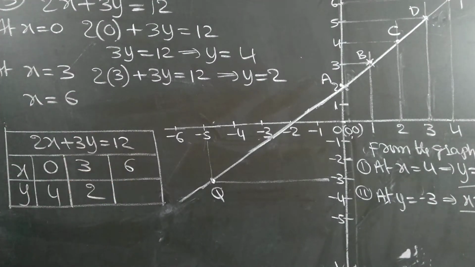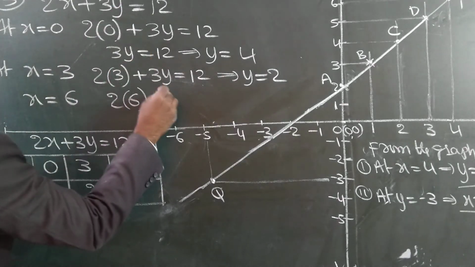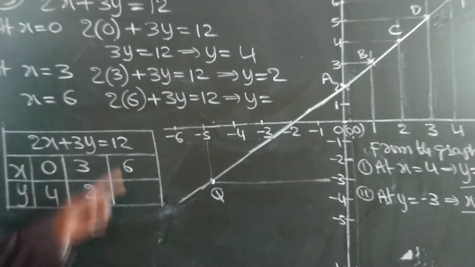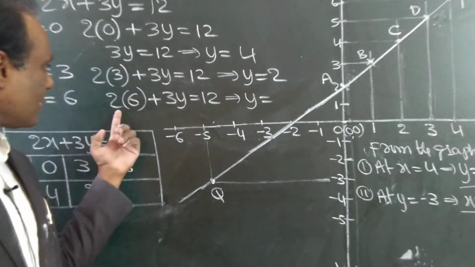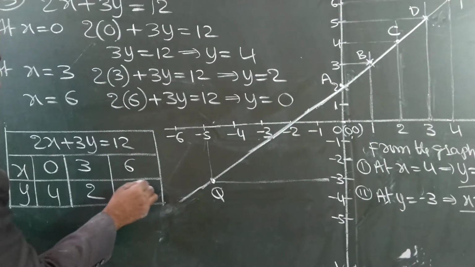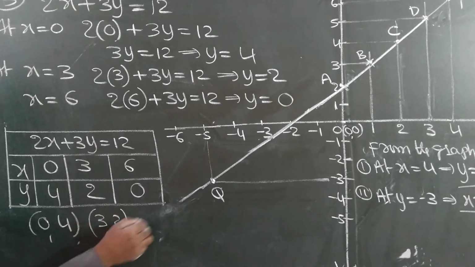Take x is equal to 6. 2 into 6, x value 6, plus 3y is 12. 2 6 is 12. 12 taken to the right side, 12 minus 12, 0. 0 by 3, 0. Over. So the points are (0, 4), (3, 2), (6, 0).